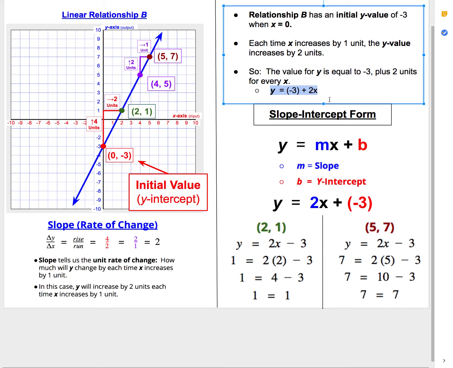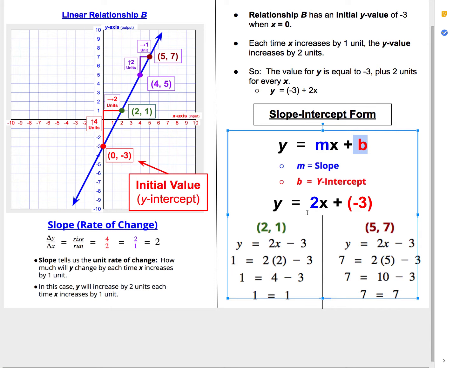As we'll see, every linear relationship can take an equation in what we call slope-intercept form, where y is equal to mx, that's our rate of change, multiplied by however many x's we have, plus our initial value. In this case, y equals 2x plus -3. If your equation is correct, it should work for any data point on the graph or in the table.